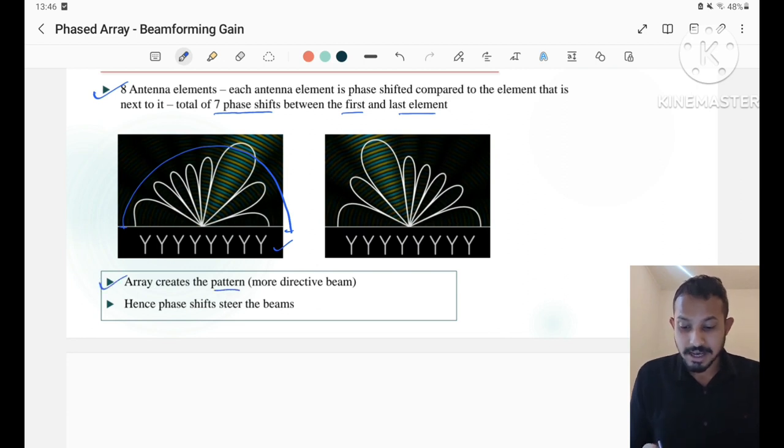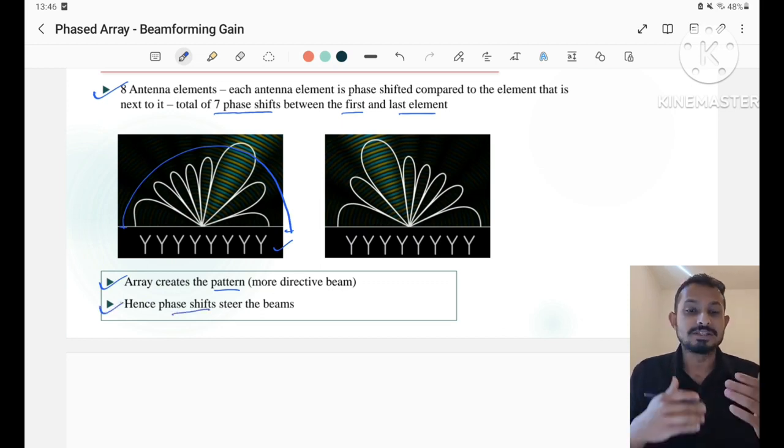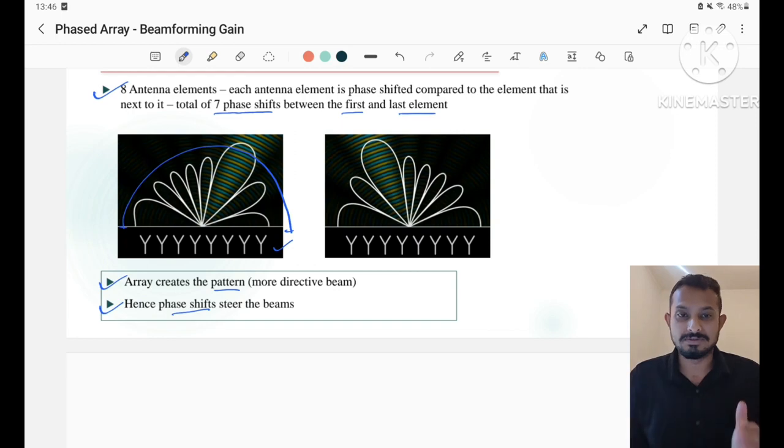So what do we understand? First, the array creates a pattern that is a more directive beam towards the boresight direction, and then using the phase shifts, we can steer the beam to a very specific direction.